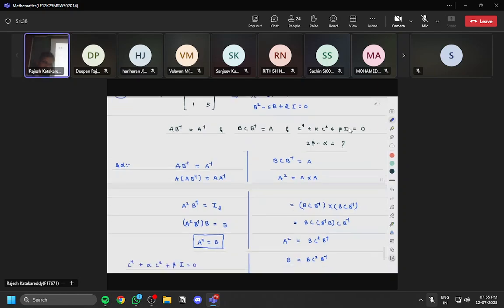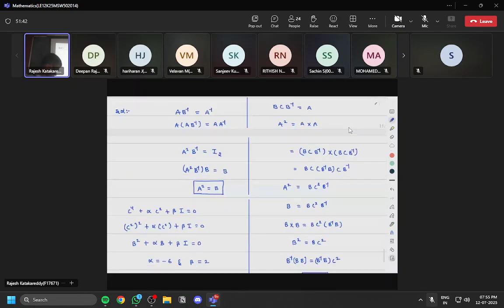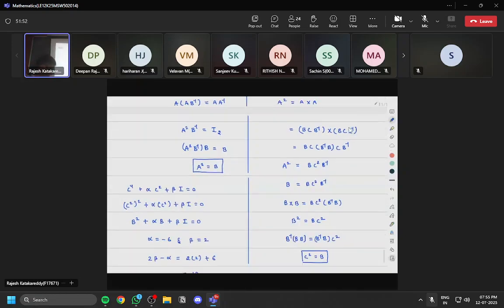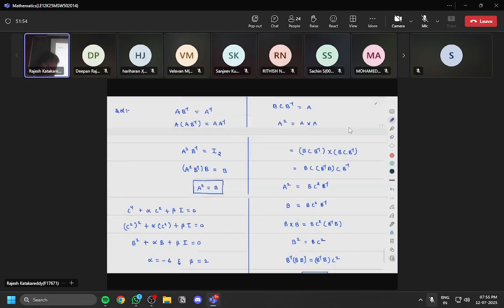Like Vishwanath, your thing is there in this one. C power 4 is there, C square whole square. Why? Because we have one relation, no? C square is B. So now this will be B here, B square plus alpha into B plus beta into identity. Now compare with the equation we got from the characteristic polynomial. Anything else? Clear? Anything else for anybody?